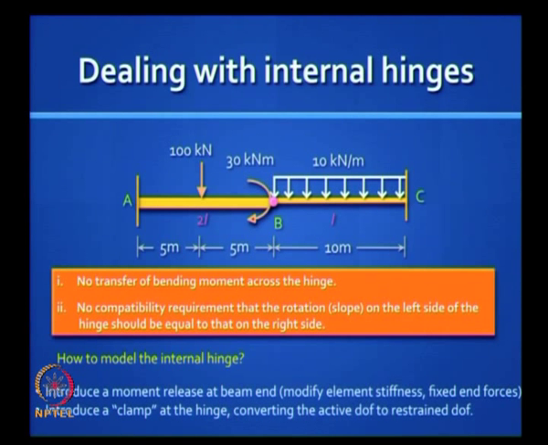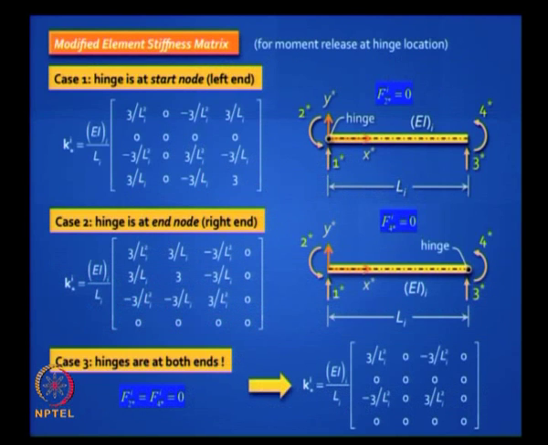We have already learned how to deal with these in beams, so it's basically the same. So I'm just showing you some of the old slides on how to deal with an internal hinge. There's no transfer of bending moment across the hinge and no compatibility requirement regarding rotation. So we introduce a moment release and we introduce a clamp.